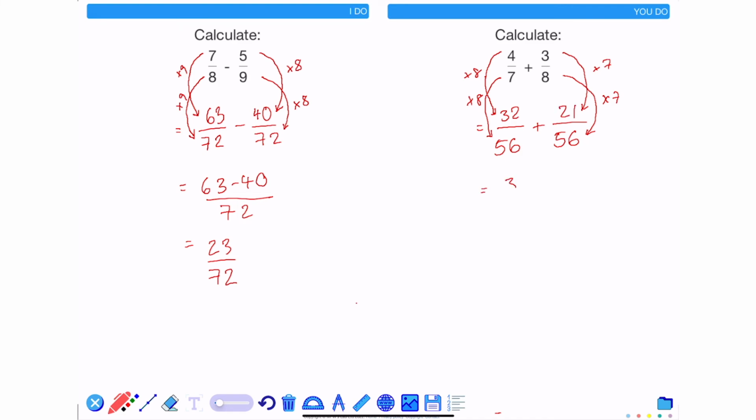Now purely operating with the numerators, 32 add 21 all over 56 would simplify to give 53 over 56. This fraction can't be simplified, so we can stop.